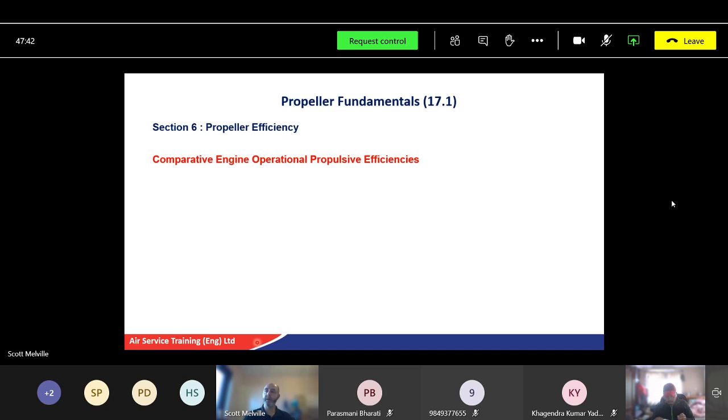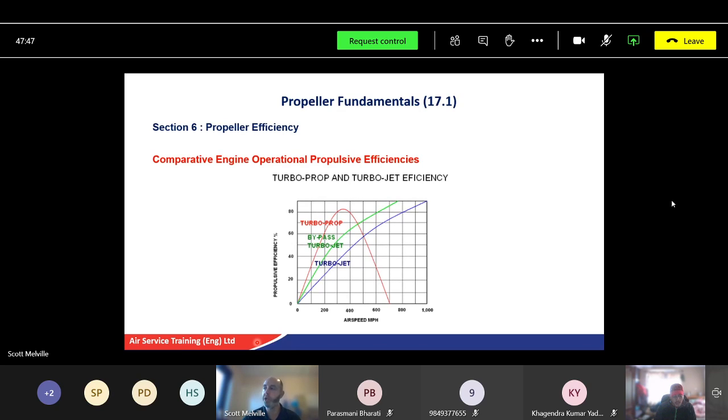So, comparative engine operational propulsive efficiencies. Bit of a mouthful there. What is it? All it is is a comparison between the types of aircraft we've got. In the graph in your book, along the bottom we've got airspeed in miles per hour, and we've got propulsive efficiency. So let's look at a turbojet, the blue line here.